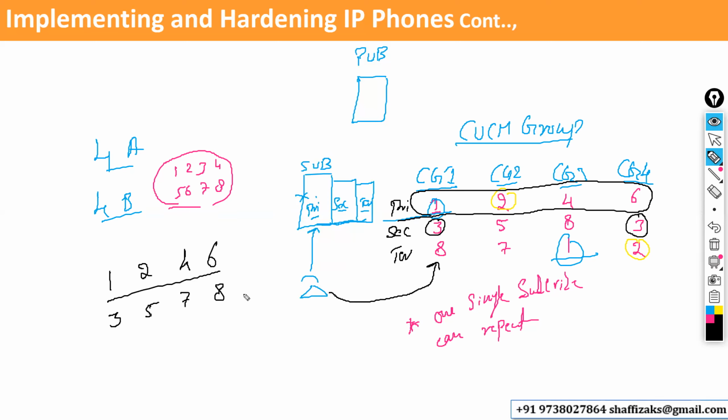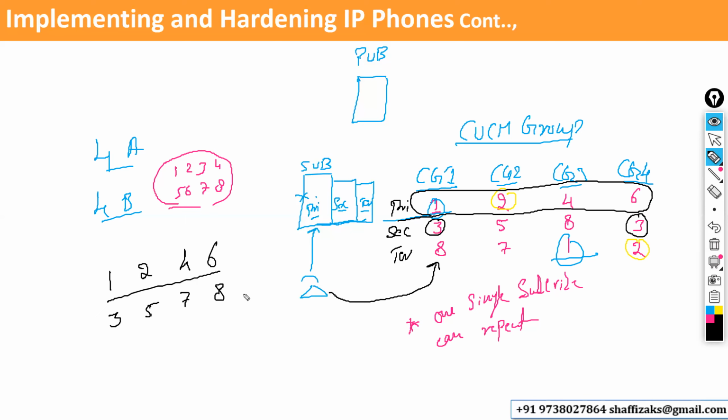Because in a single CUCM cluster, what is the maximum number of IP phones we can register? 40,000. That's 4 active servers. How many do we have? 4 only. That's the reason. Right? 10,000 into 4 is 40,000.